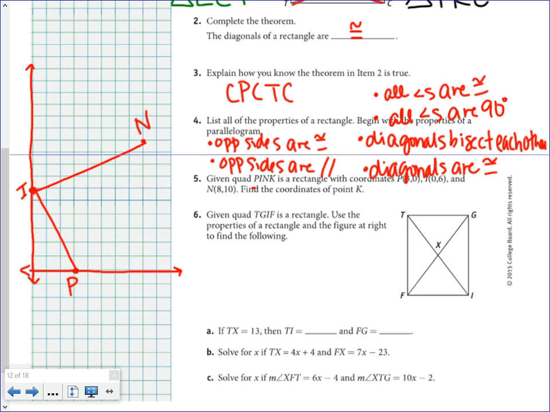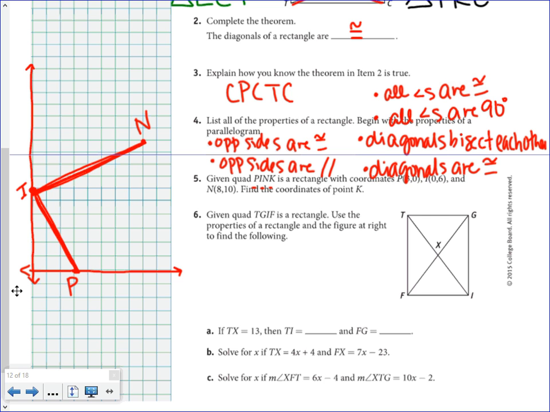We know it's PINK, so we know that P and I have to connect and then to N because of the order of the letters. So K is going to be somewhere in this general area. We don't know exactly where, that's what we're trying to figure out. But we can tell that's kind of where our fourth vertex is going to be.